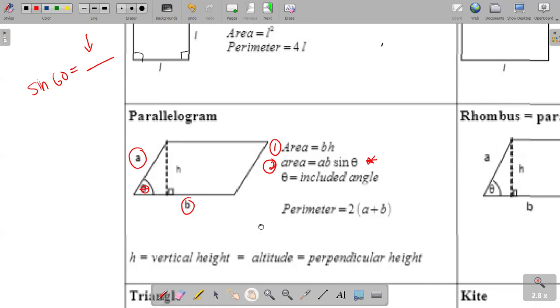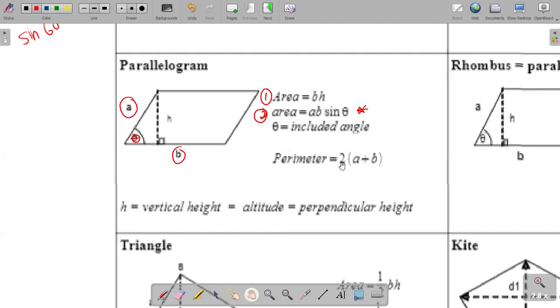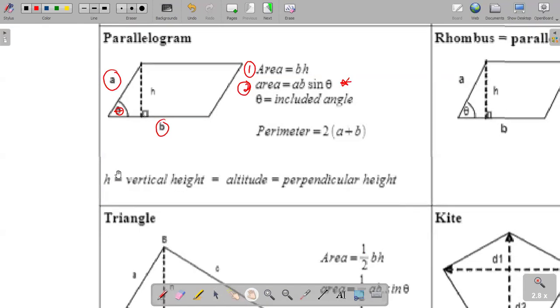All right, same thing. Perimeter is easy, right? Perimeter is just the distance all around. So you know these 2 sides are equal and these 2 opposite sides are equal, so that's why they do that. You see how they explain this? Height is the vertical height, which is the altitude. So these are words you need to know in case you see CXC use it. Altitude is another word for height.